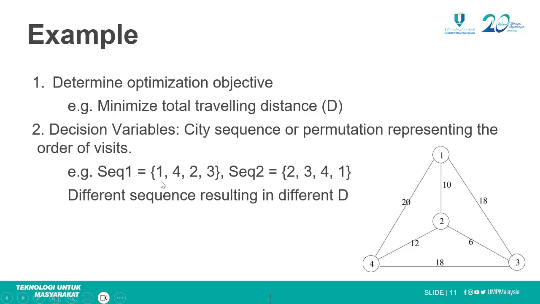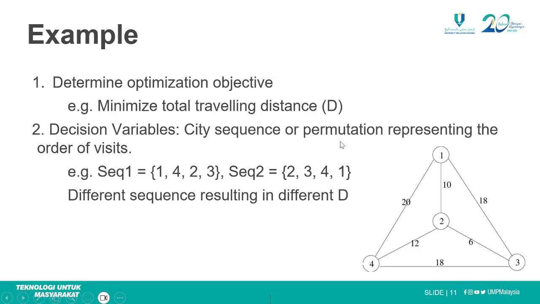For example, for sequence 1, the routing will be from 1 going to 4, 2 and 3, and returning back to the original position. Then sequence 2: 2, 3, 4 and 1, and then return back to the original position, which is point number 2. If we assess these two sequences, we will get different results in terms of the total traveling distance. So this is an example of the optimization objective and also the decision variables. In this case, the decision variable is the sequence in the form of a permutation.